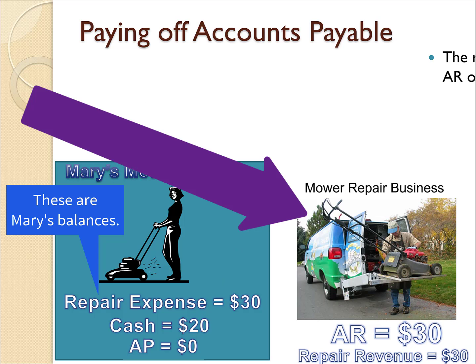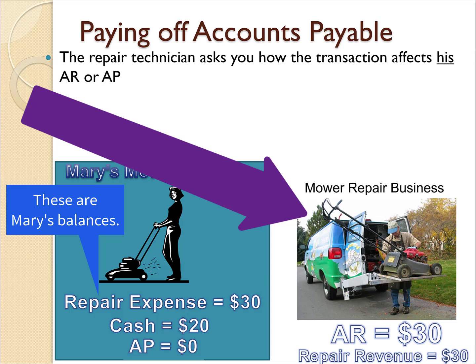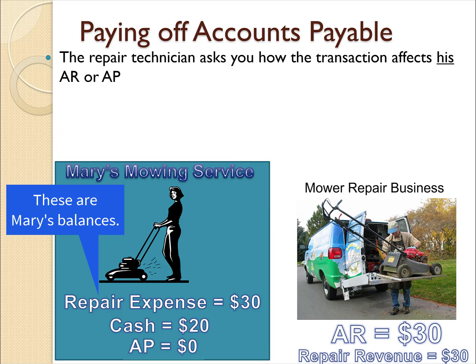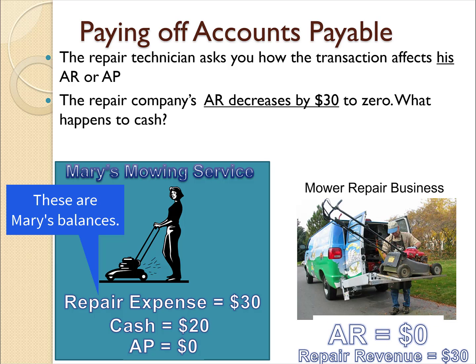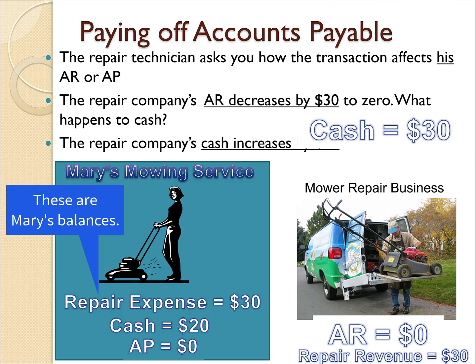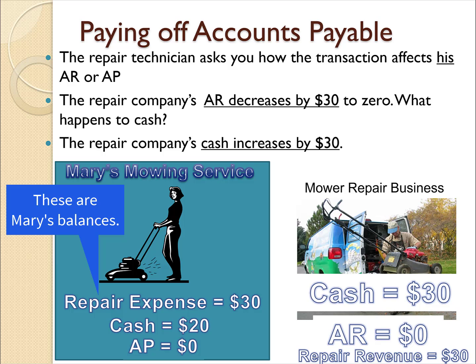Now, let's get over to the repair technician. The repair technician asks you how the transaction affects his accounts receivable or accounts payable. Now remember, Mary just paid him. So what happens to his accounts? Well, his AR decreases by 30. So it goes from 30 down to 0. And what happens to his cash? His cash increases by $30. So basically he swapped out AR, accounts receivable, for cash.